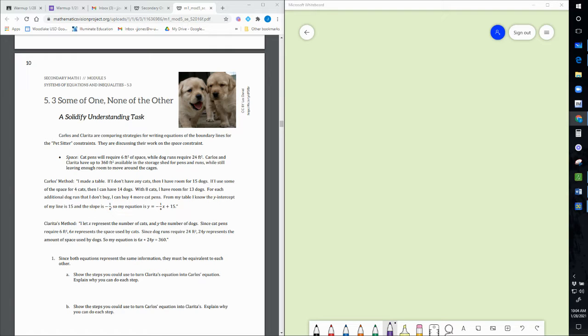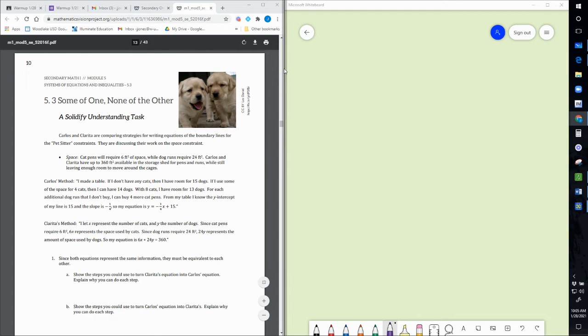It says Carlos and Clarita are comparing strategies for writing equations of the boundary lines for the pet sitter's constraints. They're discussing their work on the space constraints. Let's recall cat pens require 6 square feet, dog runs require 24 square feet, and they have 360 square feet of available space. So Carlos's method is, he said, I made a table. If I don't have any cats, then I will have room for 15 dogs. Okay. And if I use some of the space for 4 cats, then I can have 14 dogs.